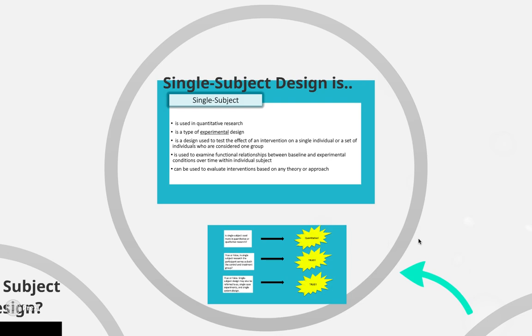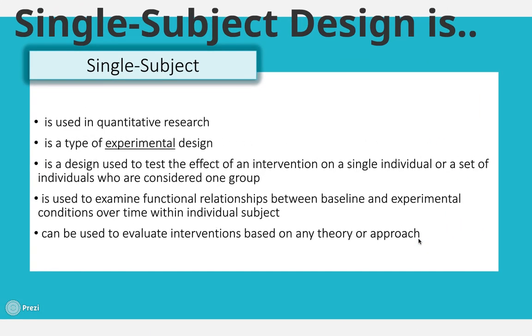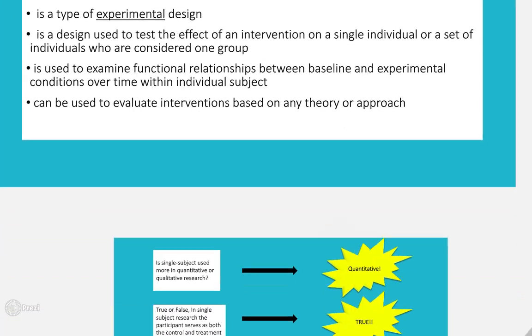Single subject design, what is it? Single subject is used in quantitative research. It's a type of experimental design. It's a design used to test the effect of an intervention on a single individual or a set of individuals who are considered one group. It's used to examine functional relationships between baseline and experimental conditions over time with individual subjects. And it can be used to evaluate interventions based on any theory or approach.